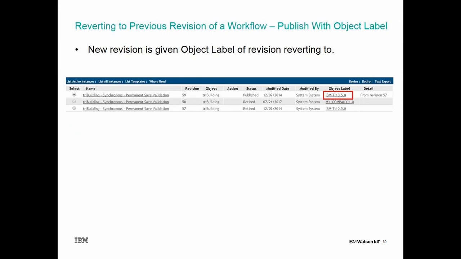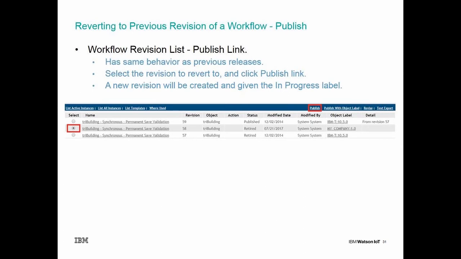So here I'm going to revert to this previous revision and then click the Publish with Object Label link. And then this screenshot shows that the new revision is given the object label of the revision reverted to. The existing Publish link behavior is the same as in the previous release.